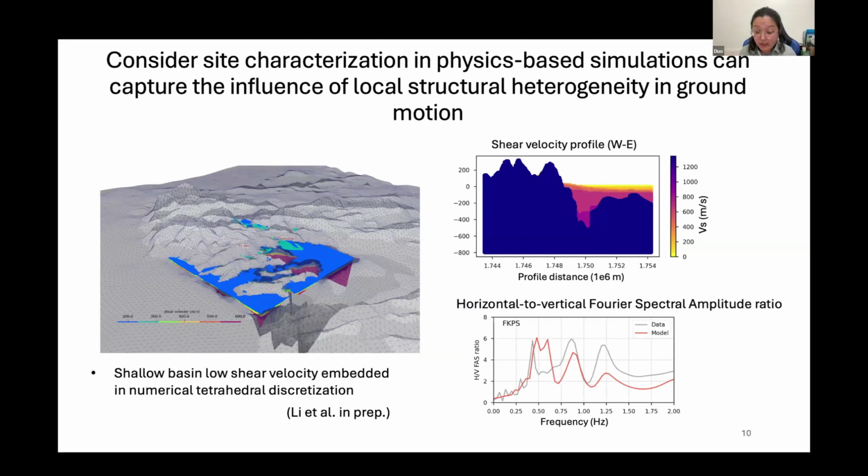So the bottom figure shows how that H over V ratio compares from the data and from the simulation. The data is the gray curve and the simulation is the orange one. We can see three peaks representing the three major velocity contrasts within the basin, and when our numerical model is well set up, it can capture the real local structure heterogeneity in ground motion.